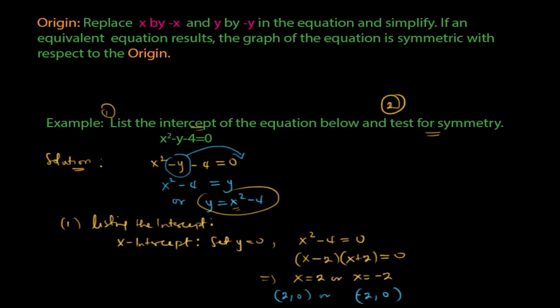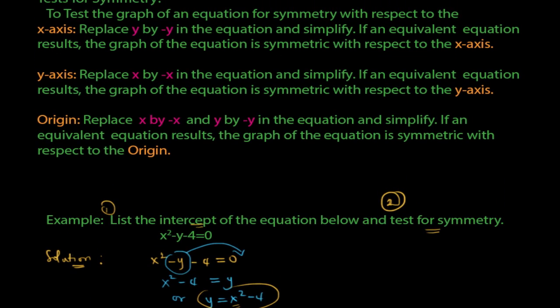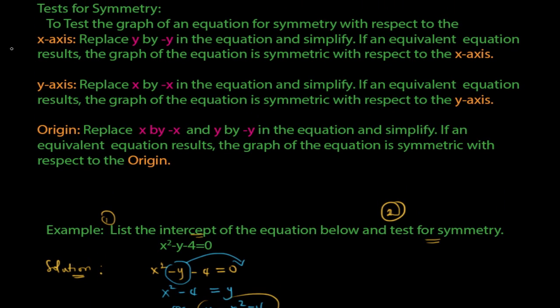Now, to test an equation for symmetry, there are three things which you need to check. So you're going to check if the equation itself is symmetric with respect to the x-axis, with respect to the y-axis, and also with respect to the origin. Now, to check if an equation is symmetric with respect to the x-axis, all you need to do is, wherever you find y, you replace it with negative y. Now, after doing the replacement, if what you get is the same thing as the equation, it implies it is symmetric with respect to the x-axis.